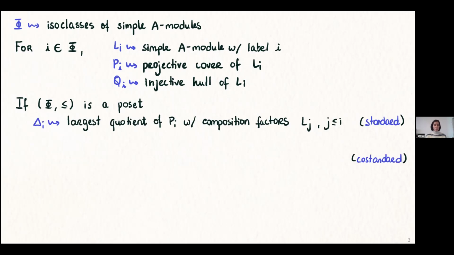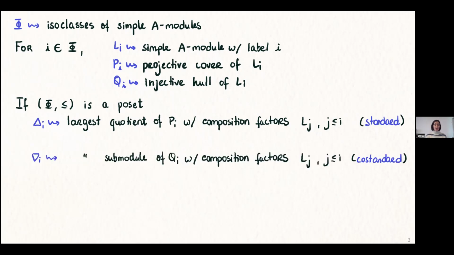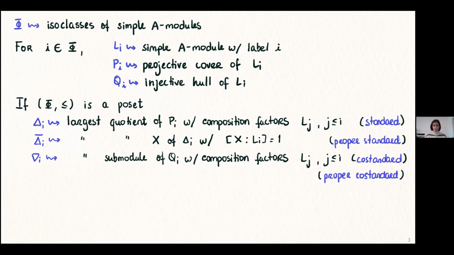So the standard module with label i, delta i, is the largest quotient of P_i with composition factors of the form L_j with j smaller or equal to i. The costandard module with label i, nabla i, is defined dually as a submodule of Q_i, but we also have the notion of a proper standard module. These are denoted by delta i bar. And delta i bar is simply the largest quotient of delta i, such that the composition factor L_i appears just once. And similarly, we have the dual notion of a proper costandard module.